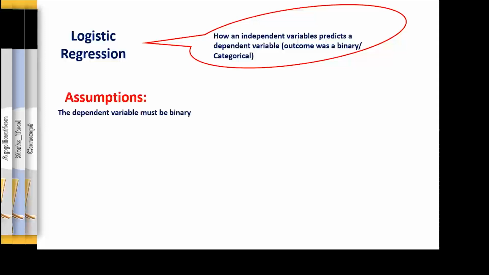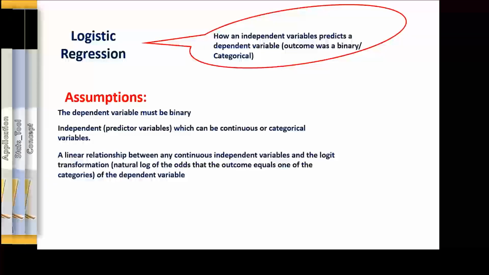Examples are gender, which is male or female, or the outcome of a test, which is positive or negative. Now, another assumption is that the independent variable or the predictor variable must be continuous or categorical. A linear relationship must exist between the continuous independent variable and the dependent variable which we are trying to explore.